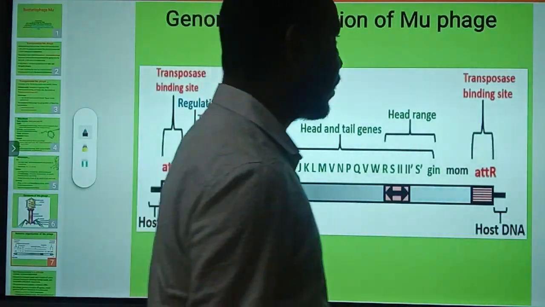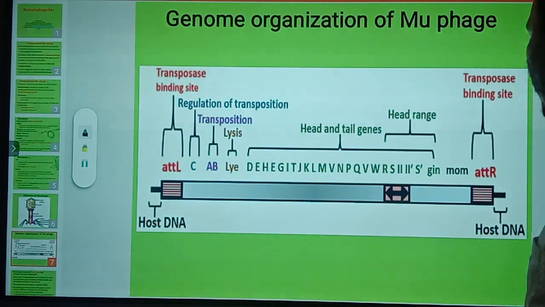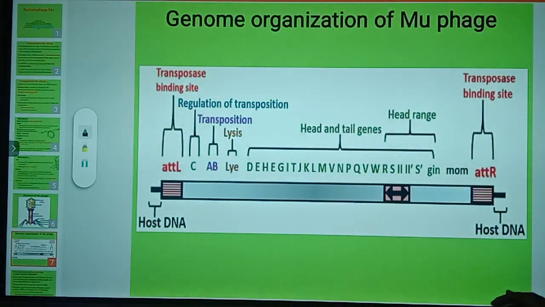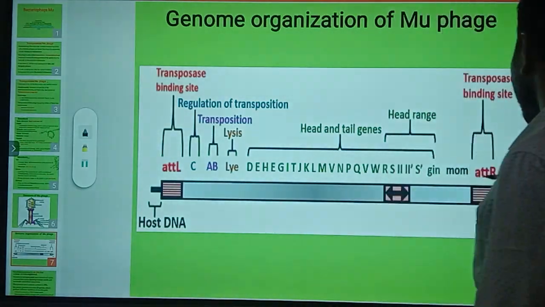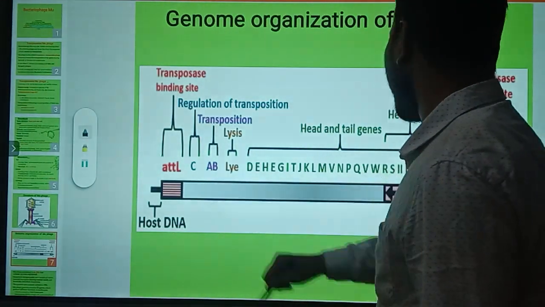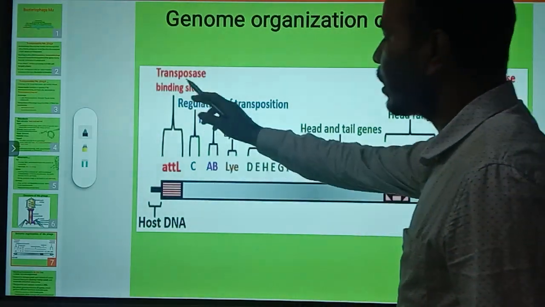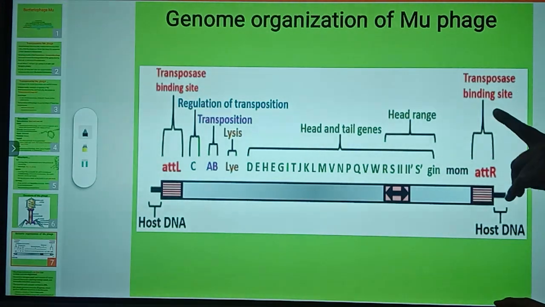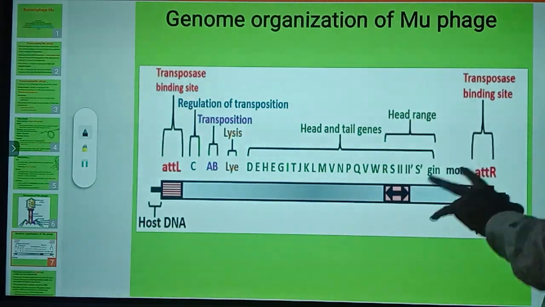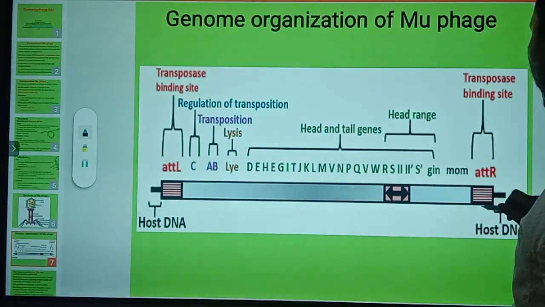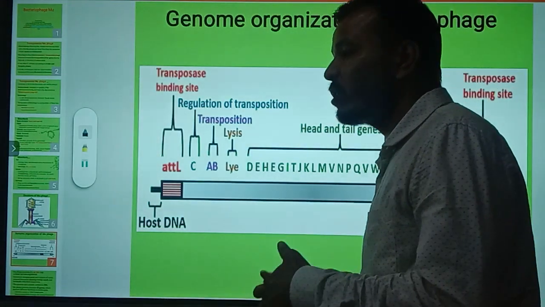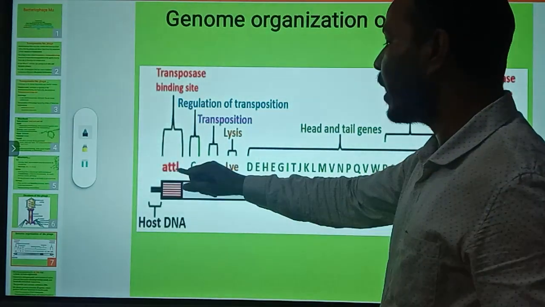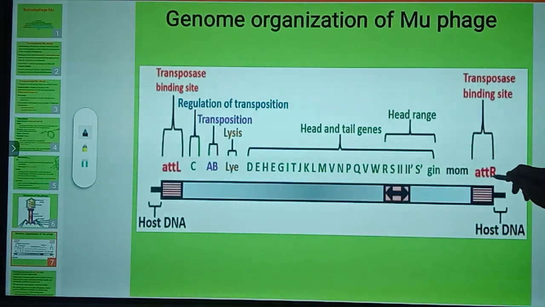Come to the genetic organization, or genome organization. See the genetic material of this phage. At the outermost ends, on both sides, they have attachment sites L and R. Both are transposase binding sites. Since we have seen they have a transposition nature as well as being viruses, because of these sites they have this transposable property, at attL and attR.